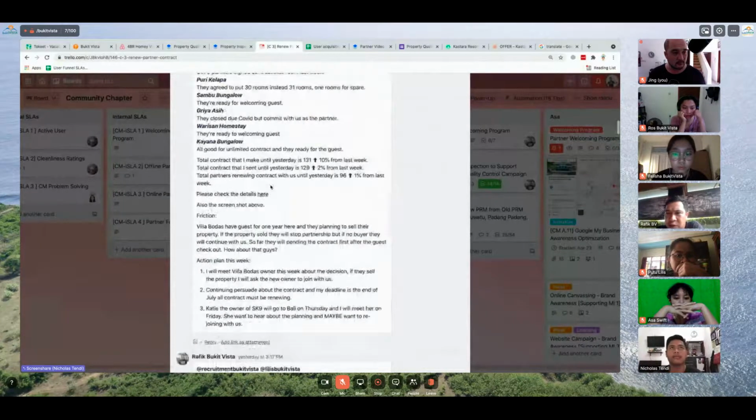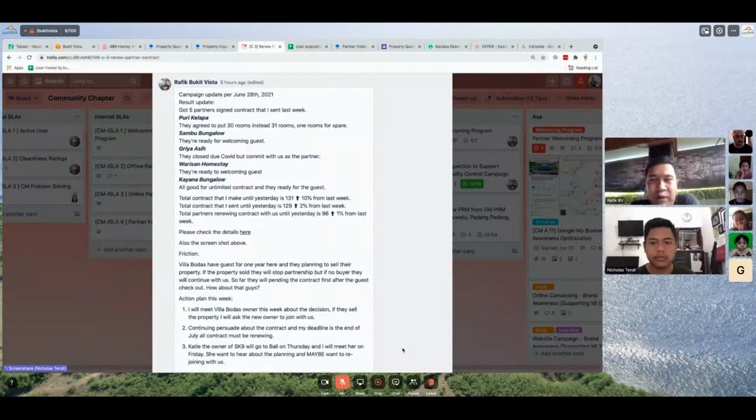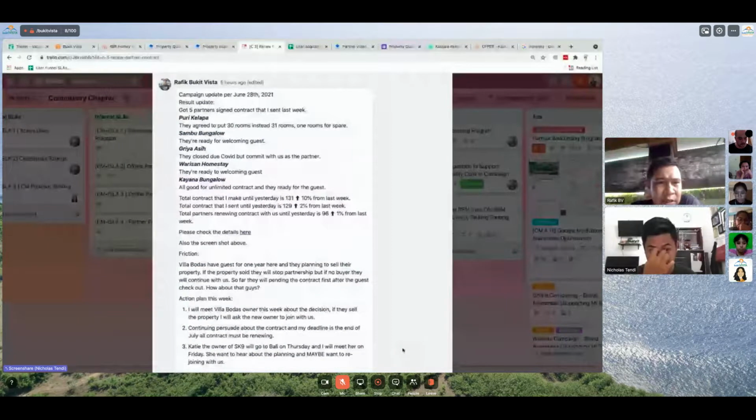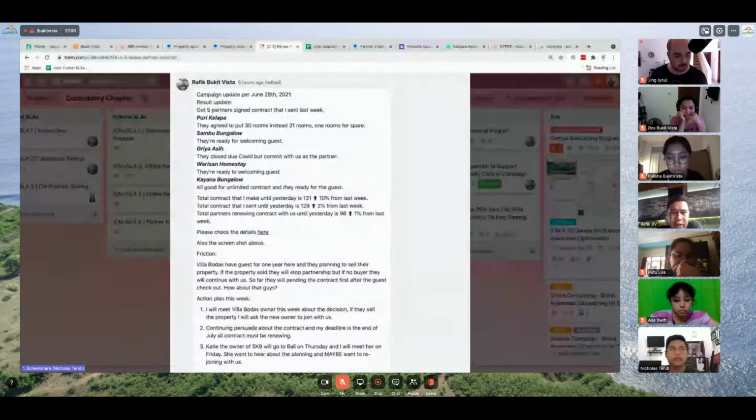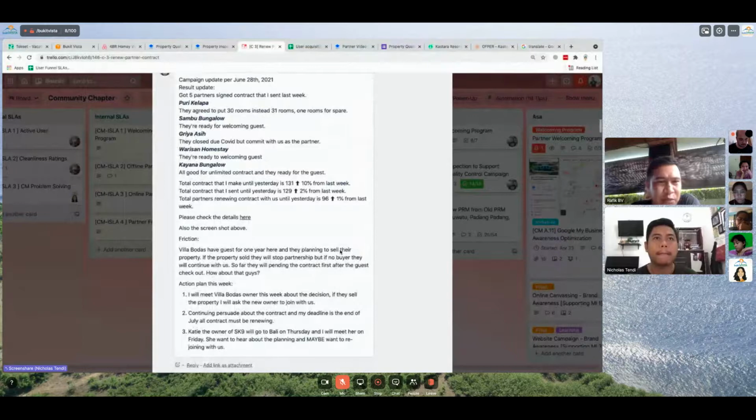I got 5 partners to sign contracts, thank God. So Puri Kelapa agreed to give 30 rooms instead of 31, so they have one spare in case of a direct booking or something. And then Sambu, Gria Ace, and Warisan, they have notifications. The total contracts I have made until yesterday is 131, increasing 10% from last week. The total I have sent is 129. And the total partners renewing contracts until yesterday is 96. You can see it on the Google Sheet over there.